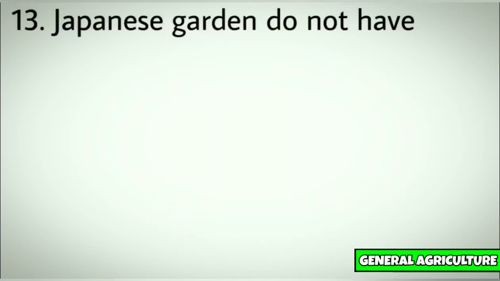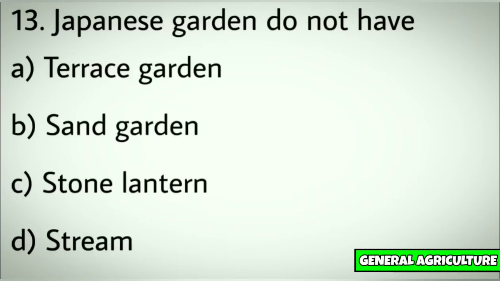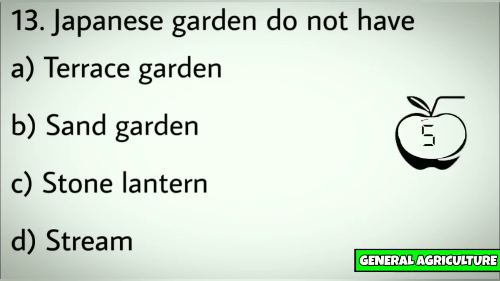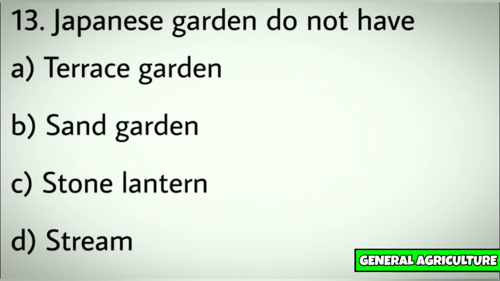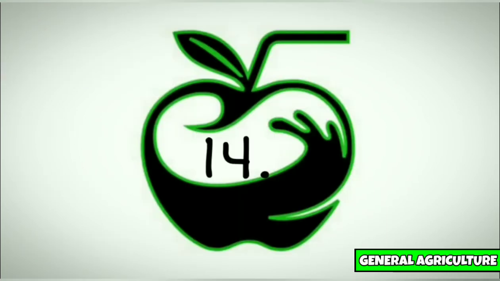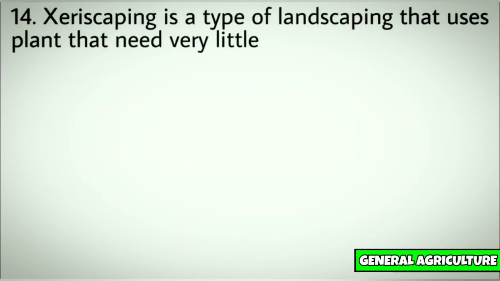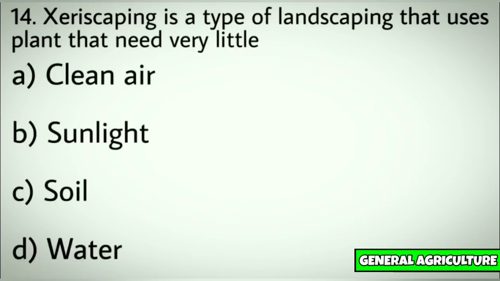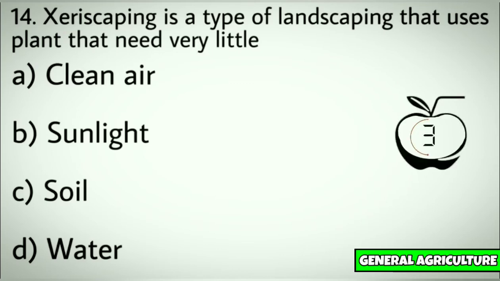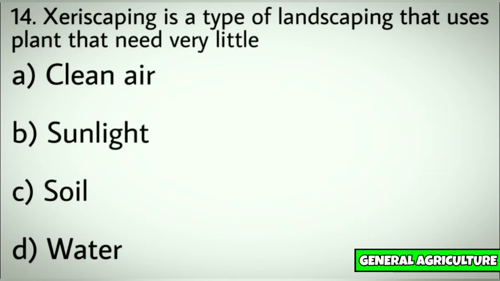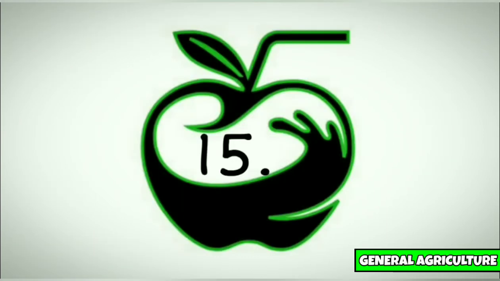Question number 13. Japanese garden do not have options: A. Terrace garden, B. Sand garden, C. Stone lantern, D. Stream. Correct answer: A. Terrace garden. Question number 14. Xeriscaping is a type of landscaping that uses plants that need very little. Options: A. Clean air, B. Sunlight, C. Soil, D. Water. Correct answer: D. Water.